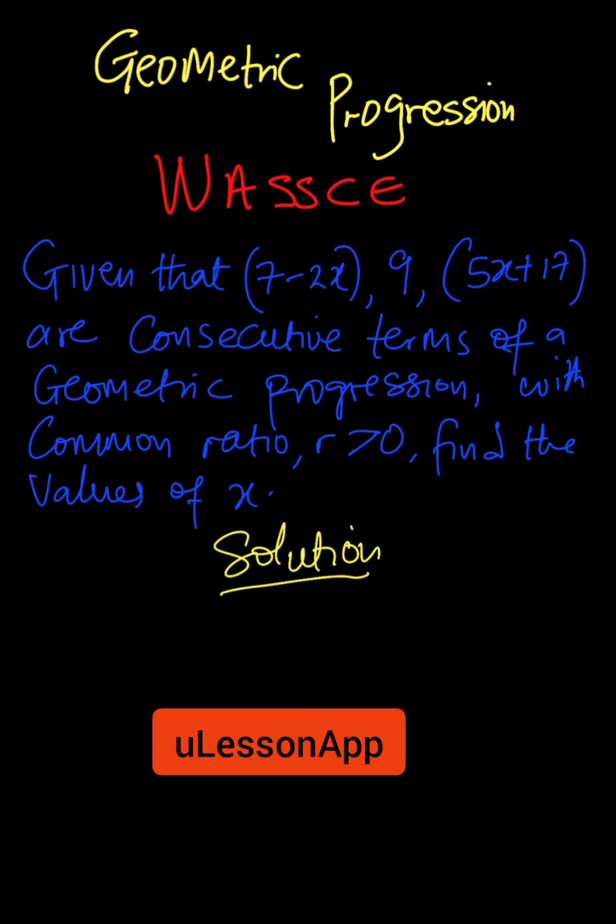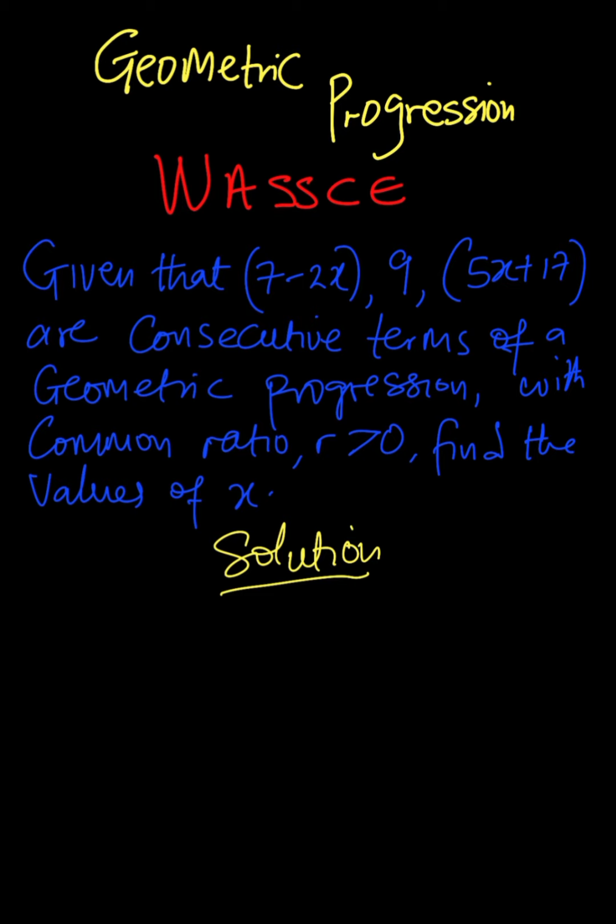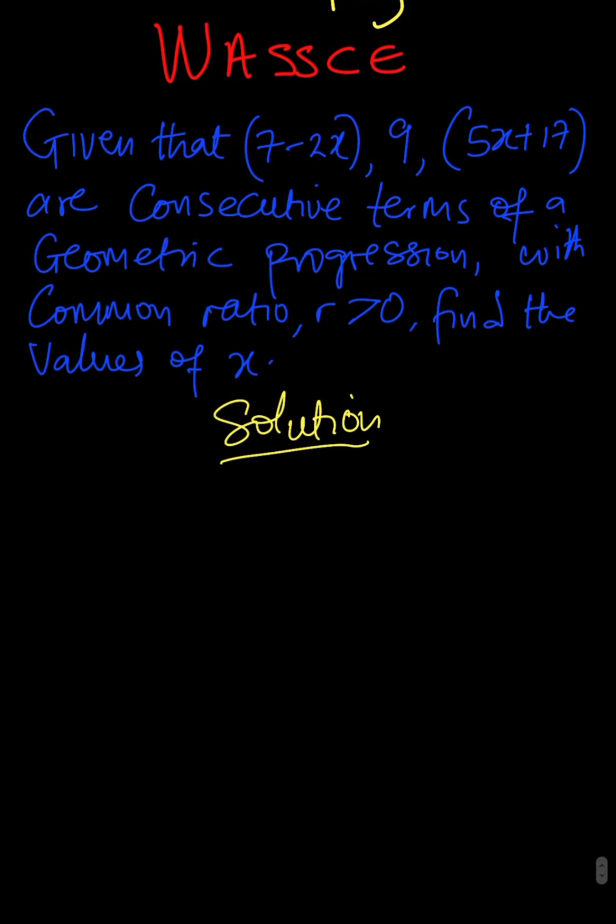So the question says that given that 7 minus 2x, 9, 5x plus 17 are consecutive terms of a geometric progression with common ratio r greater than 0, we should find the values of x. Find the value of x. So how do we do this? We can only do this by understanding that this is already a geometric progression.